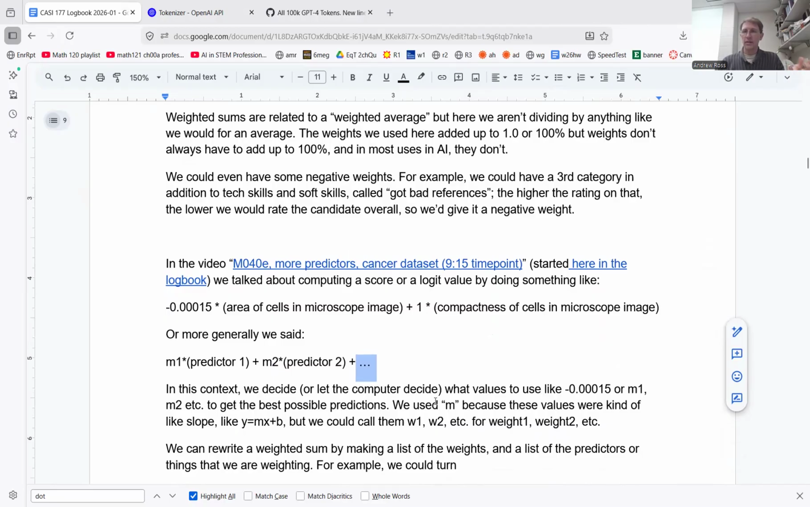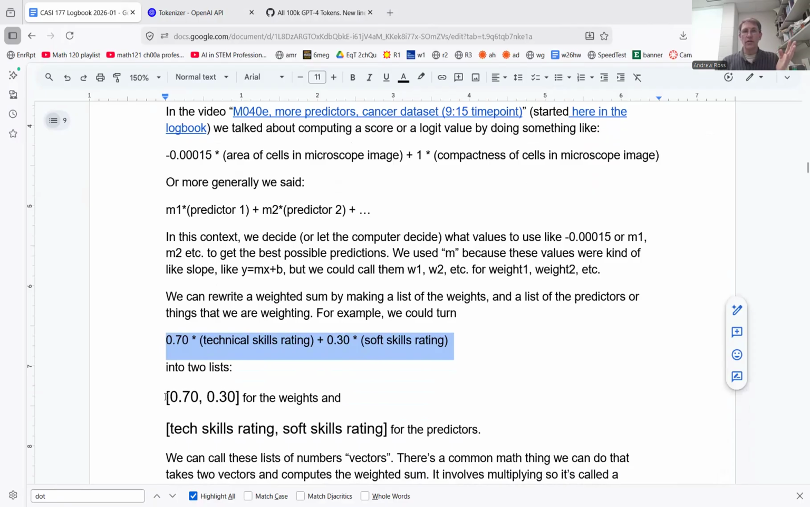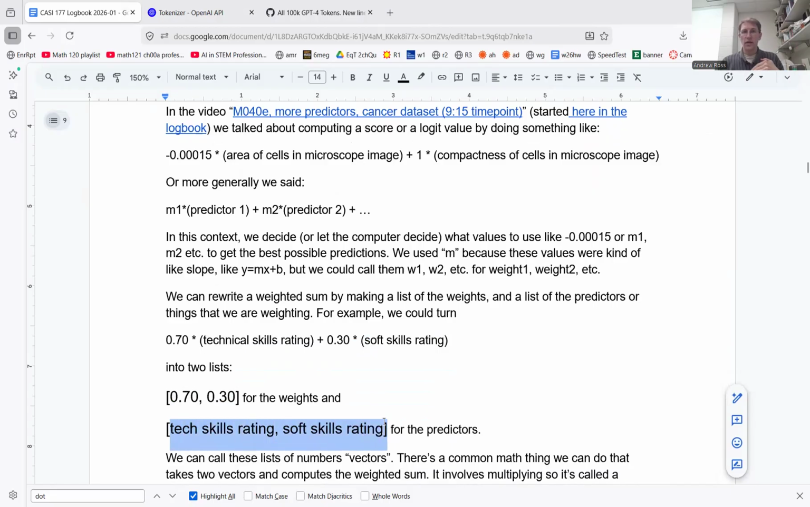I said we used M because these values were kind of like slope, like y equals mx plus b, but we could call them W1, W2, etcetera, for weight 1, weight 2, etcetera. We can rewrite a weighted sum by making a list of the weights and a list of the predictors, or the things that we are weighting. So we could take 0.7 times technical skills rating plus 0.3 times soft skills rating and turn that into two lists, one of them being 0.7, 0.3 for the weights and tech skills rating, soft skills rating for the predictors. We can call those two lists of numbers each a vector.